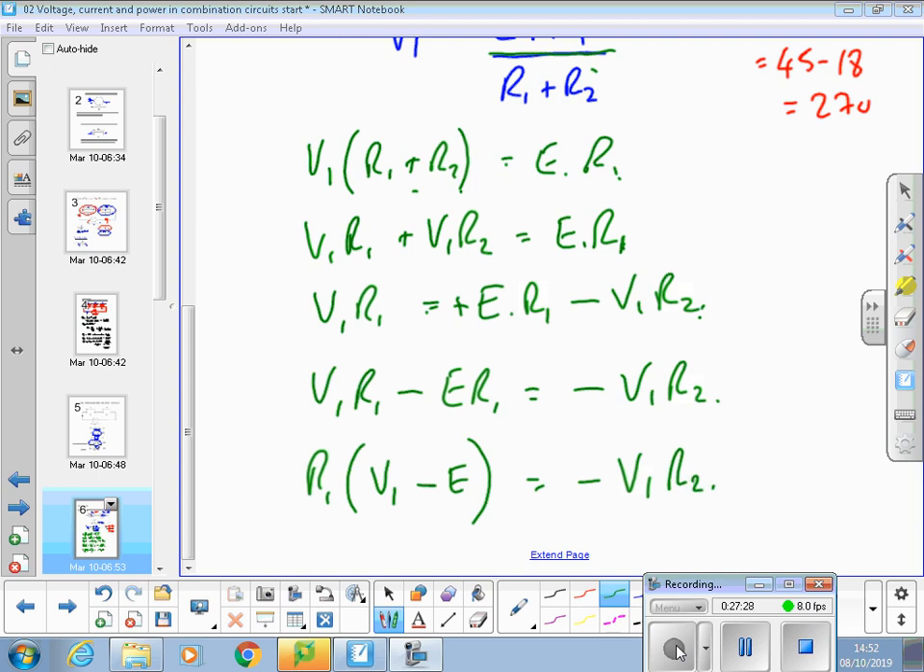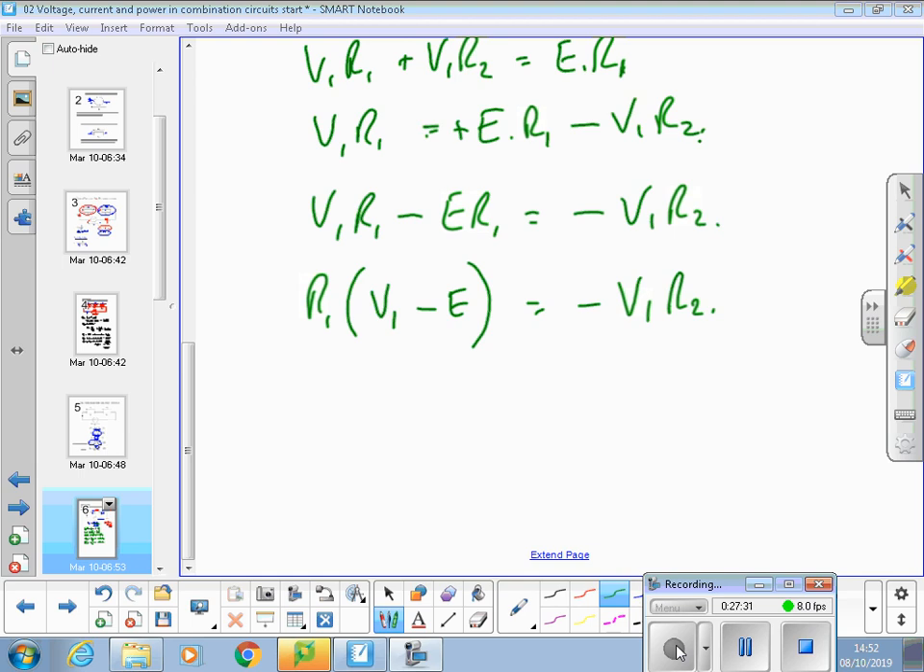Not overly comfortable with this negative sign here, but we'll leave it like that. Now what can we do? I'll write down what each stage is in a minute. We don't want to multiply these brackets out. We want R1 on its own. So if we divide by V1 minus E, yeah.